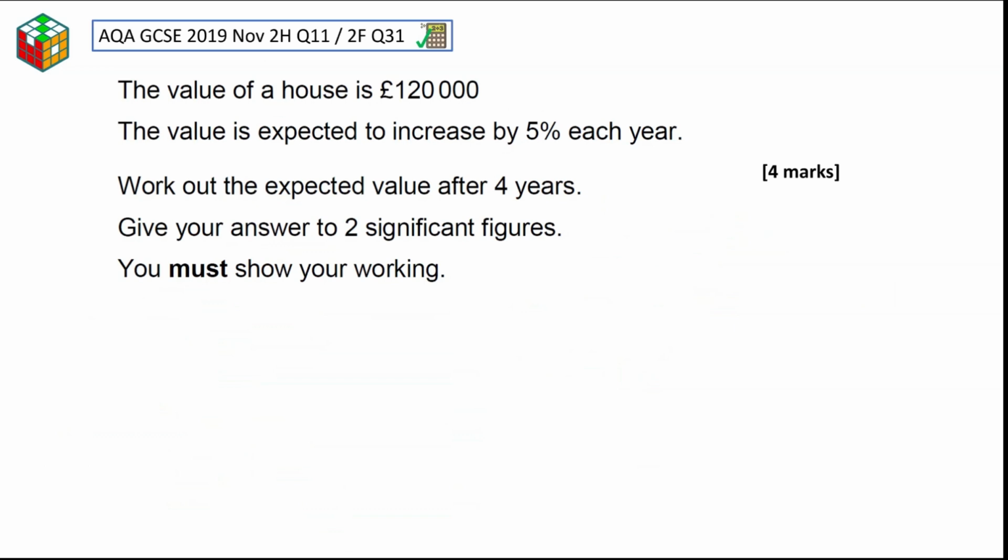Let's look at an exam question. The value of a house is 120,000. The value is expected to increase by 5% each year. Work out the expected value after 4 years. Give your answer to two significant figures. That's quite important to remember because they will expect you to round it and they expect that for the final mark. So let's do it the quick way.